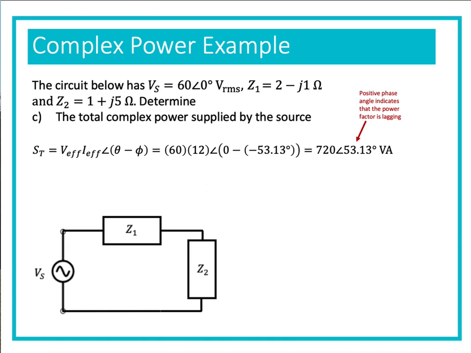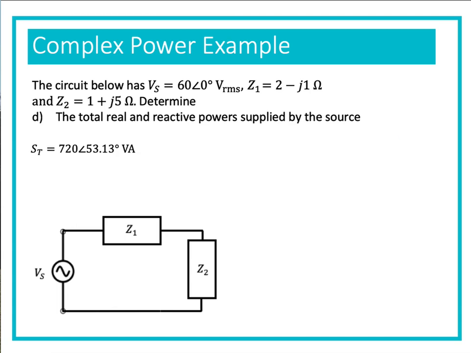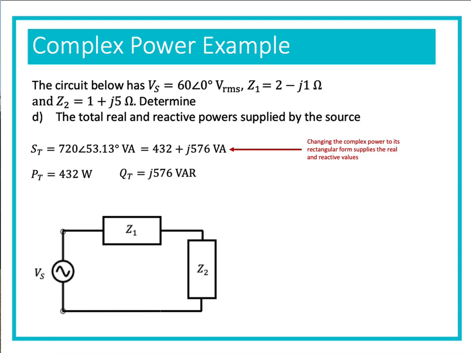Now, the next part asks us to find the total real and reactive power supplied by the source. Well, we know the complex power in polar form, so all we're going to do is change that to rectangular form, and when we do that, we get the real and reactive values already. So all you have to do is change that complex polar number to a rectangular number. And then we know the real and reactive values: the total real usable power supplied is 432 watts, and the total reactive power is J576 volt amps reactive.